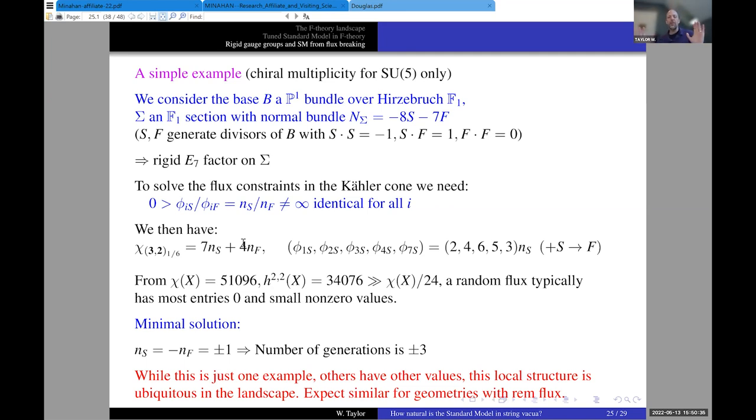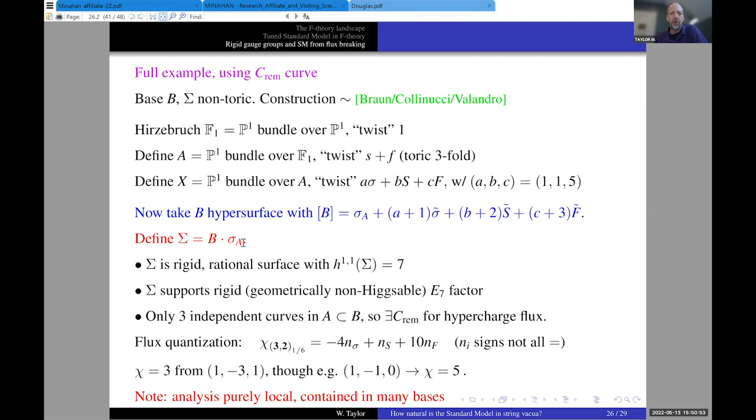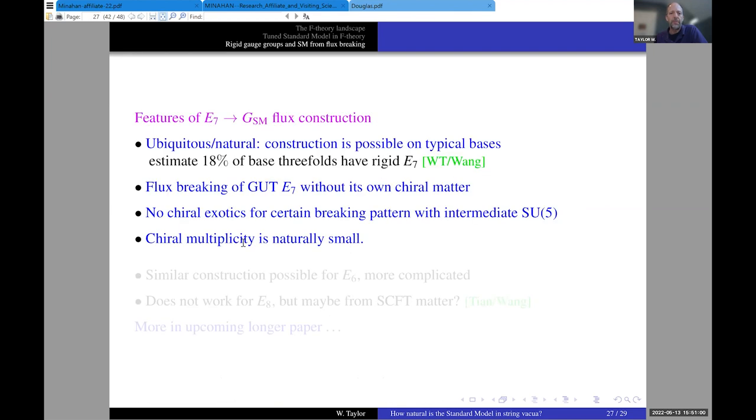So this is just one example, but the point is that the analysis of these models gives us constraints on the chiral matter multiplicities, which are naturally linear combinations with small integer coefficients of integers. And that can very naturally lead to 3 as a somewhat minimal solution. I have some details on a more exotic construction where we really use the C-REM curve. I won't go through that.